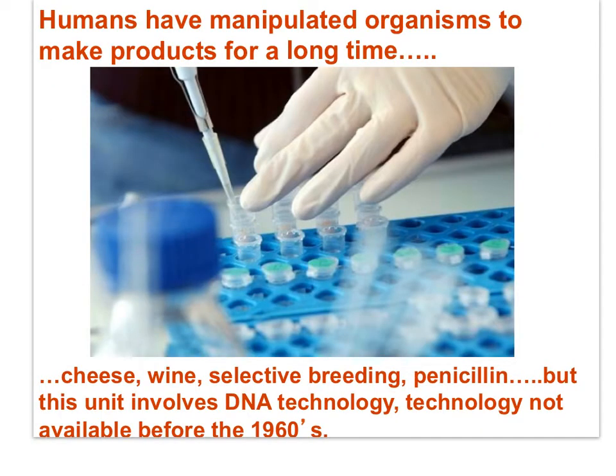Humans have manipulated organisms to make products for a long time. Products such as cheese, wine, penicillin, not to mention the selective breeding of plants and animals. But this unit involves DNA technology, technology not available before the 1960s.